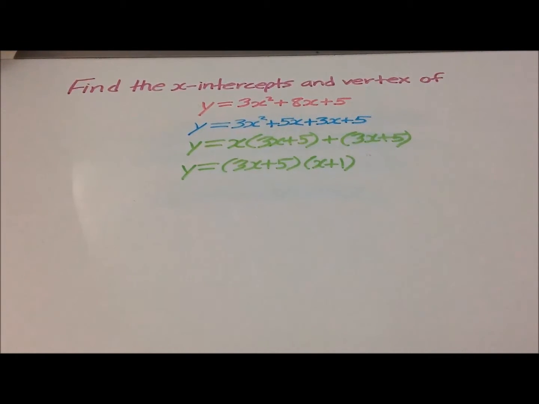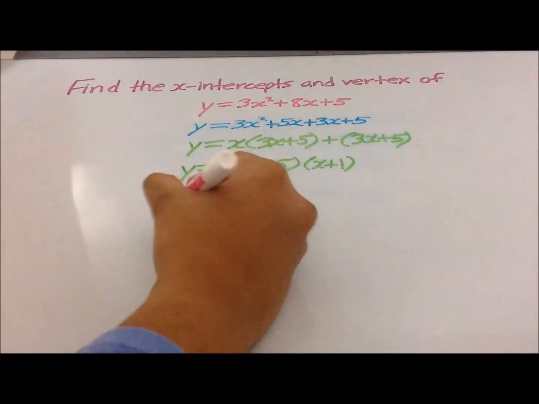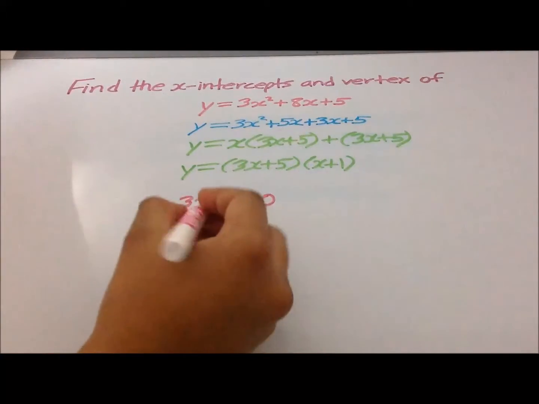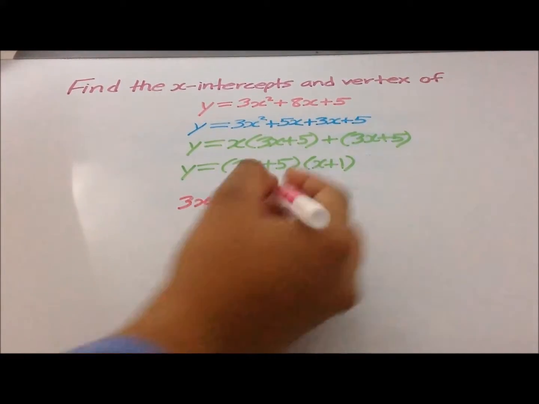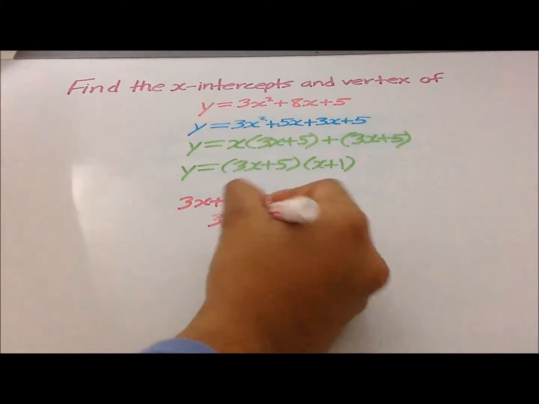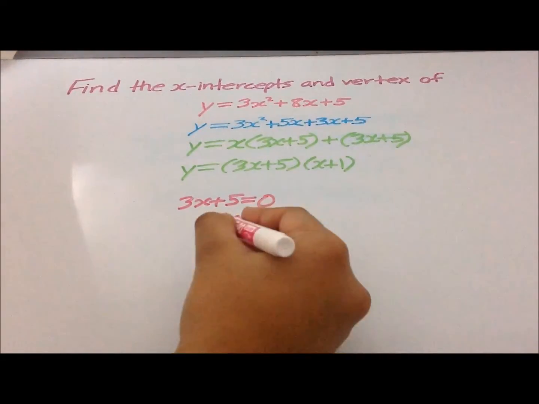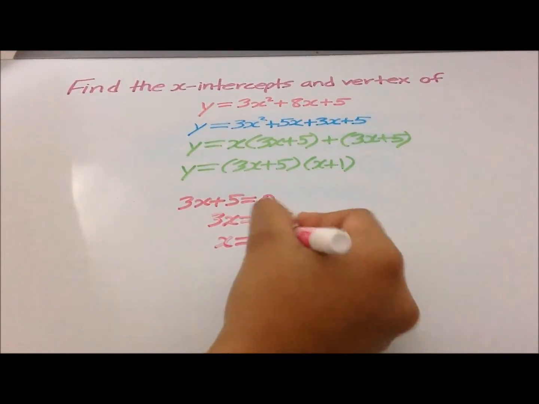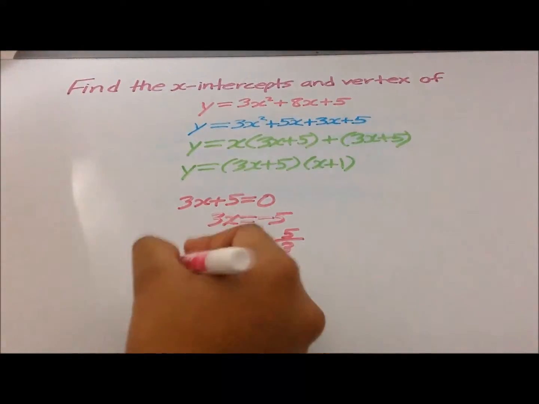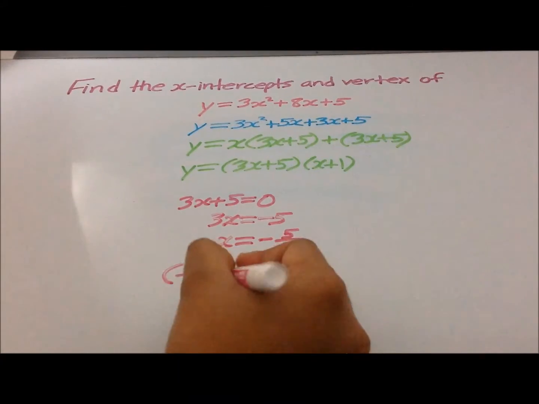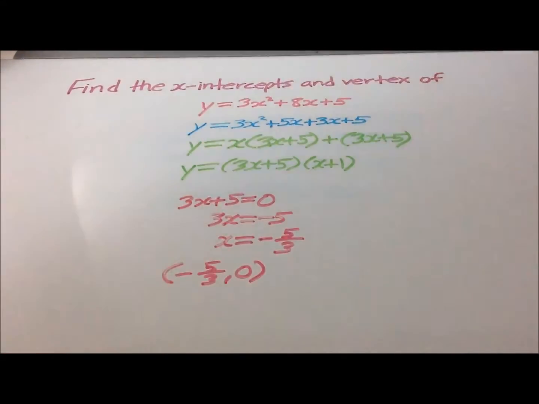Now in order to find the exact values of our x-intercepts, we can do 3x plus 5 equals 0. So now we would just move this to the other side, which would be 3x equals negative 5. So x equals negative 5 divided by 3. So our first x-intercept is negative 5 over 3, 0.